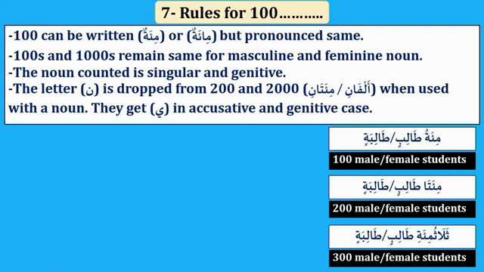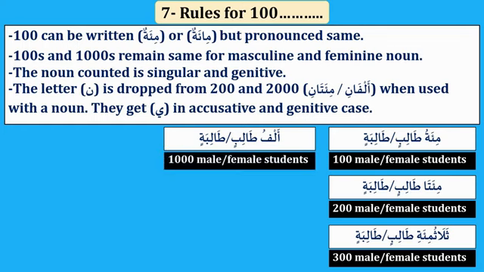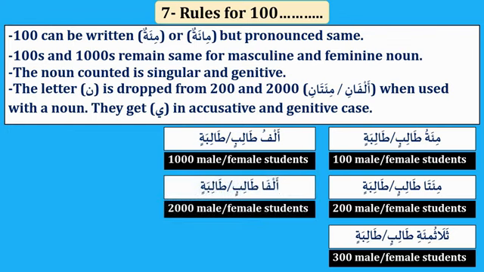And thousands. 1000 طالب أو طالبة. 1000 male or female students. 1000 also must be used for both masculine and feminine noun. 2000 طالب أو طالبة. 2000 male or female students. Again, same like مئتان, the noon is dropped for ألفان. It became ألفا when we use it with a noun.